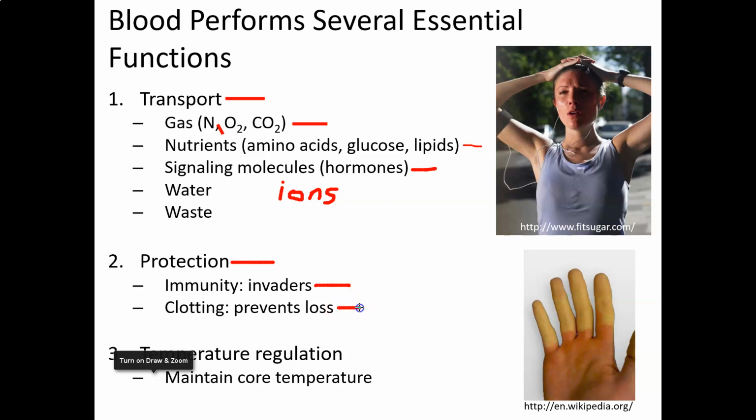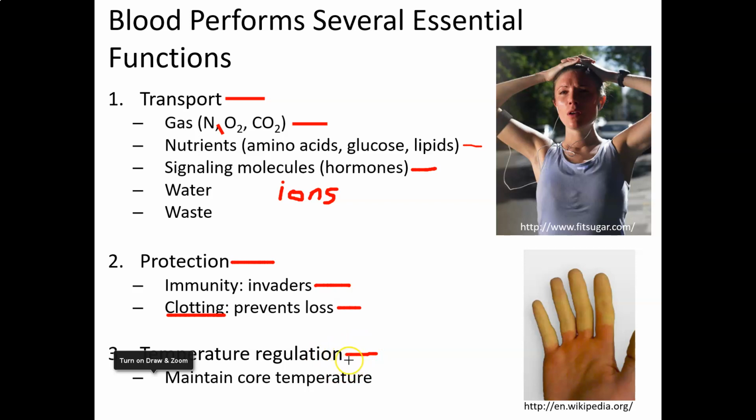The other big thing for the blood is clotting, and blood clots to prevent the loss of itself. So that's an important protective mechanism as well. There are clotting factors in the blood that help the blood to clot, but obviously the most important portion of the blood for clotting would be the platelets, also known scientifically as the thrombocytes. So that's important. And then the last one that's important for blood is temperature regulation.